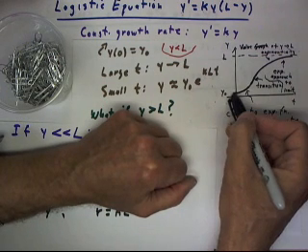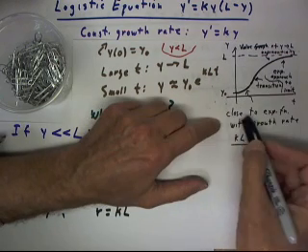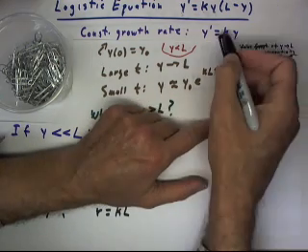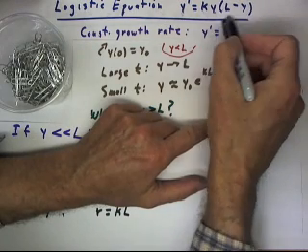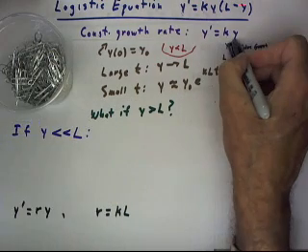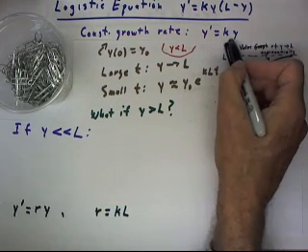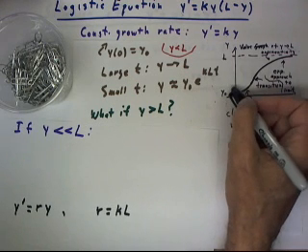If y naught is less than L, then in this region we're close to an exponential function, so we want to see how this function is close to this function, how this function becomes close to a function of this general form as long as y remains significantly less than L.